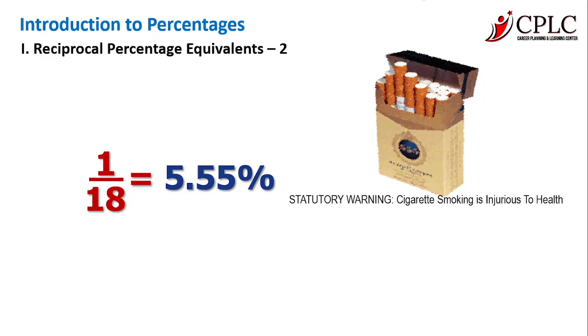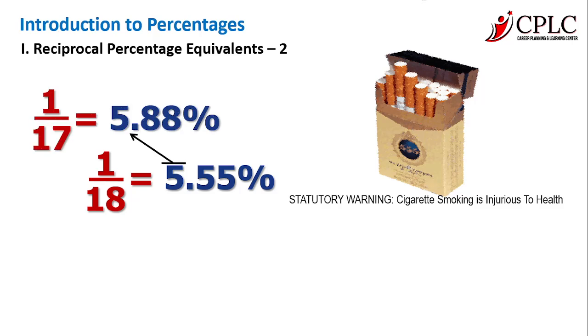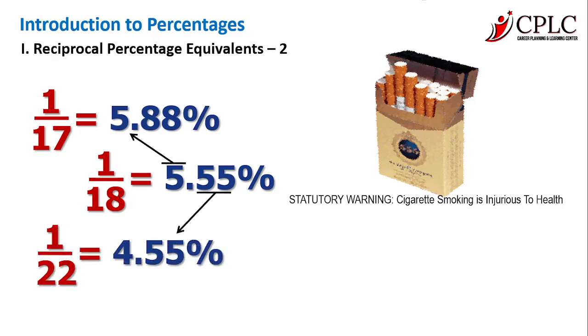Now after this, there are two numbers, 1 by 17 and 1 by 22. In one of the numbers, the integer part of the answer retains itself, and in the other, the decimal part retains. For 1 by 17, the answer is 5.88%, where the integer part retains itself. And obviously for 1 by 22, the decimal part will retain, that is 0.55. So the percentage of 1 by 22 becomes 4.55%, for example. So this is the way you can remember it.